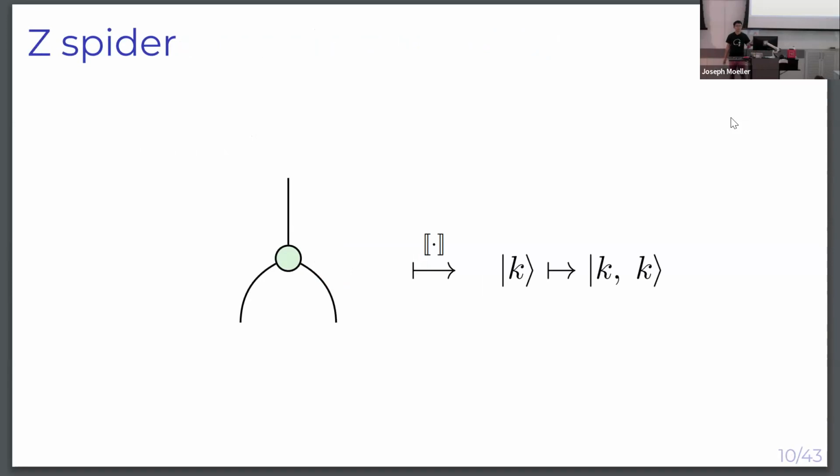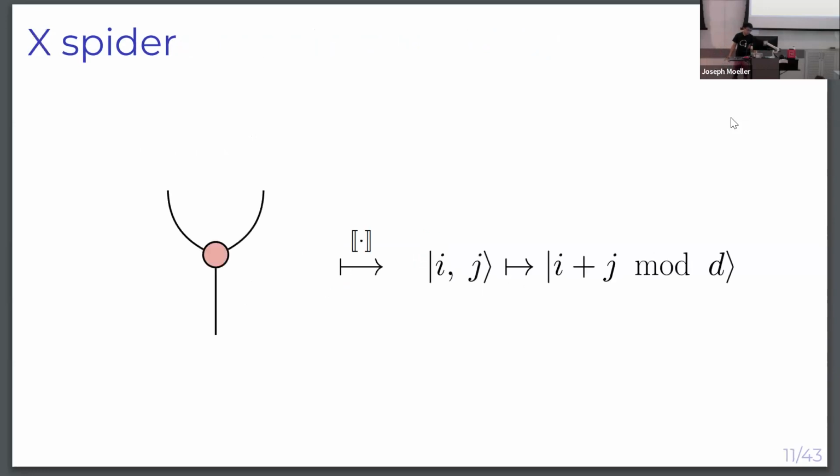The Z spider still copies computational basis states. So this doesn't do cloning of arbitrary quantum states, which is impossible with linear maps, but it copies only the computational basis states. You have the X spider, which normally does the XOR if you plug in two of these pink spiders above. So it's a monoid. But here we generalize the XOR to be addition modulo D, since XOR is addition modulo 2.